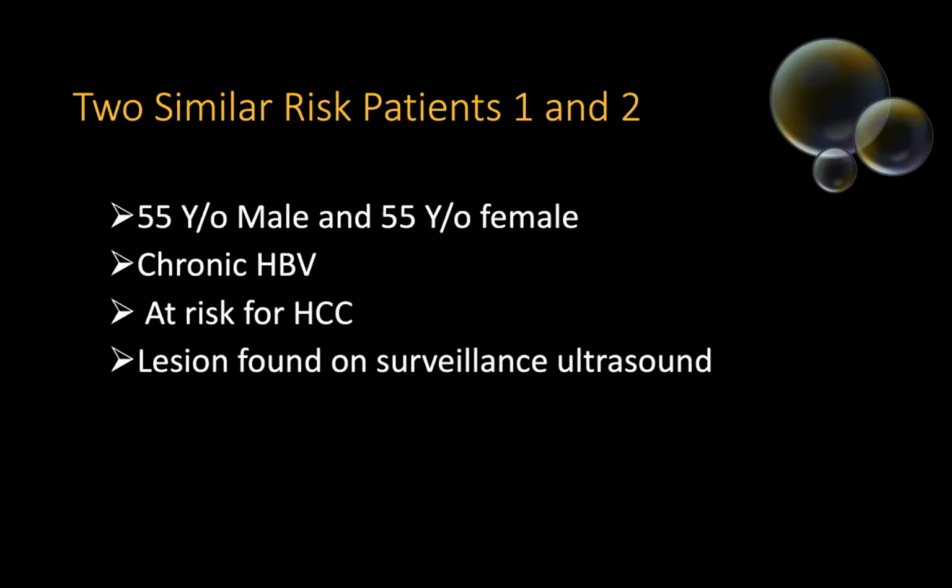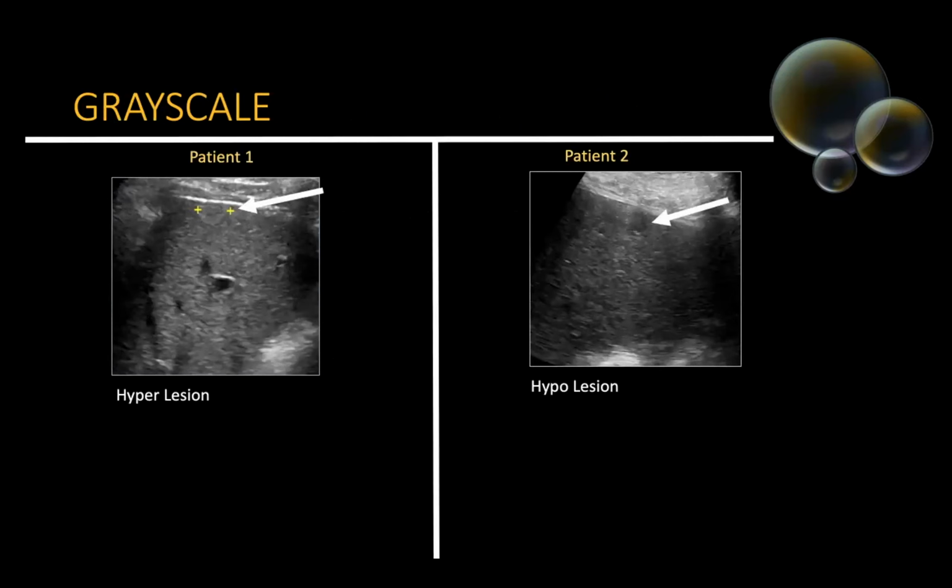So let's start off looking at two similar risk patients, which we'll call patient 1 and patient 2. They're both 55 years old. One is a male and one is a female. They both have chronic hepatitis B viral infection, making them at risk for HCC. And they both have a lesion found on surveillance ultrasound. So let's look at our two patients.